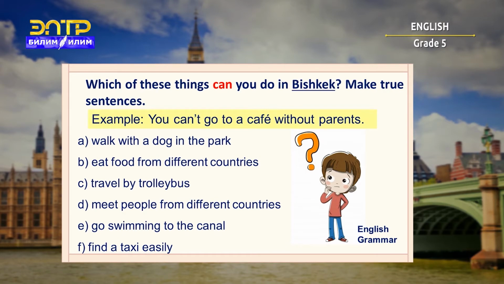Let's speak about activities we can or can't do in our city. Walk with a dog in the park. Eat food from different countries. Travel by trolleybus. Meet people from different countries. Go swimming to the canal. Find a taxi easily. Which of these things can you do in Bishkek, and which of them can't you do? Make true sentences.